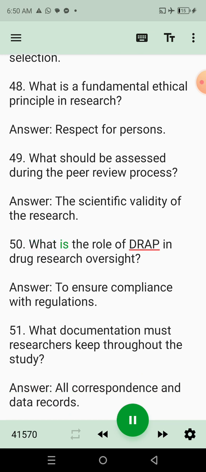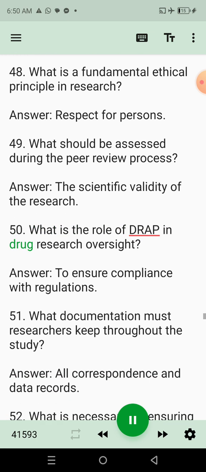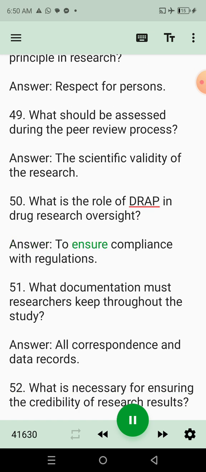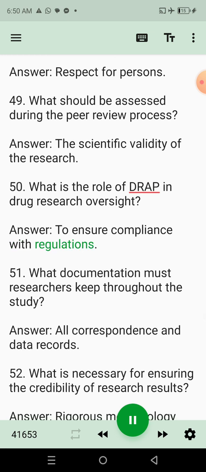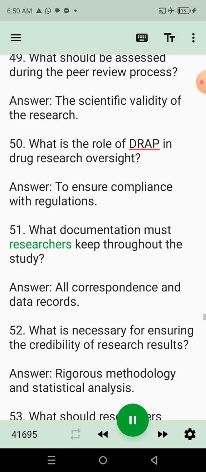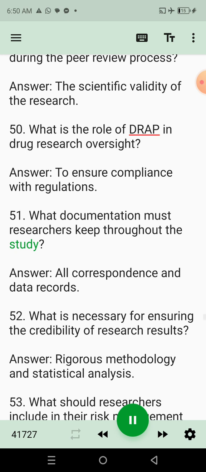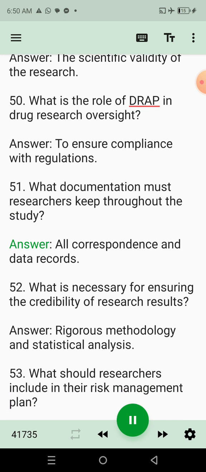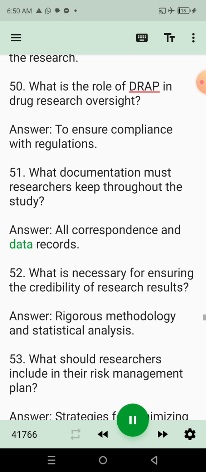50. What is the role of DRAP in drug research oversight? Answer: to ensure compliance with regulations. 51. What documentation must researchers keep throughout the study? Answer: all correspondence and data records.